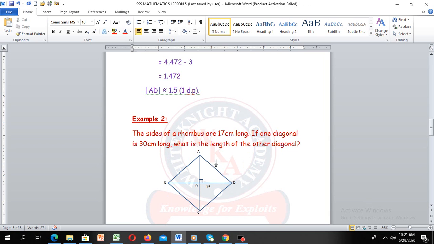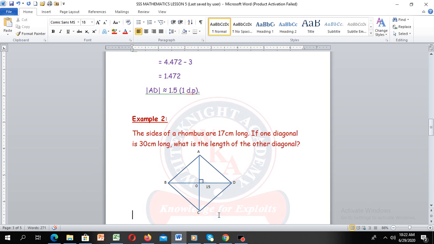Now, AD is 17 centimeters. Sorry, it wasn't included. AD, AB, BC, and CD are 17 centimeters each. And then we're told that one diagonal is 30 centimeters long. BD is a diagonal. AC is another diagonal. BD is 30 centimeters long. We are asked to find the length of the other diagonal.